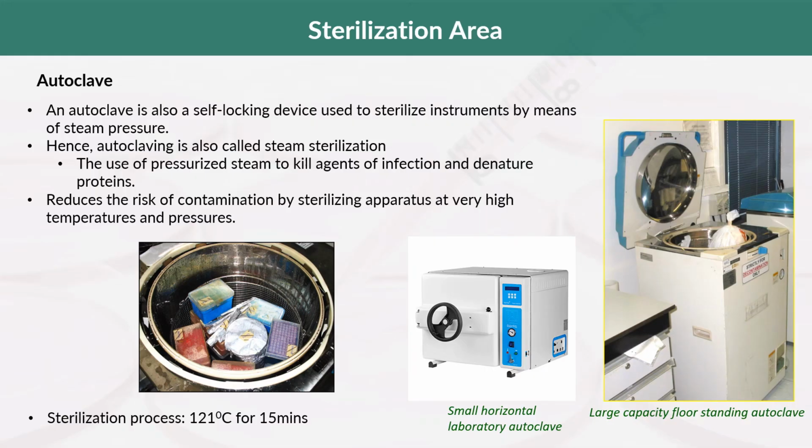You can find two types of autoclave machines. You can have the huge one, a large capacity floor standing autoclave, or you can find those small horizontal laboratory autoclaves that you can put on a bench. Okay.